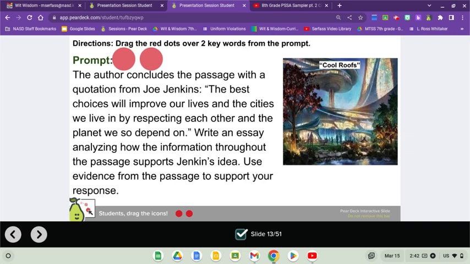The author concludes the passage with a quotation from Joe Jenkins. "The best choices will improve our lives in the cities we live in by respecting each other and the planet we so depend on." Write an essay analyzing how the information throughout the passage supports Jenkins' idea. Use evidence from the passage to support your response. Please take a moment now to move these two red dots to the two most important words in this prompt. Please do so now. Excellent.